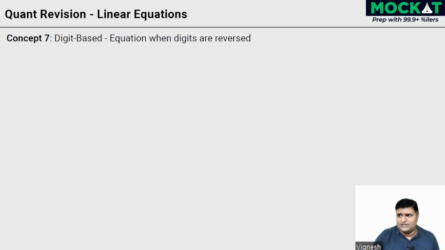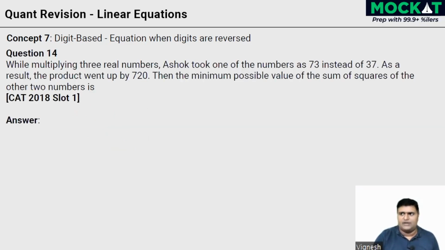But a couple of questions around digits were slightly different, right? So what do we have here? Question 14. While multiplying three real numbers, we have to be careful with all of these, right? Every word matters over here. Ashok took one of the numbers as 73 instead of 37. As a result, the product went up by 720, right? It went up by 720 over here.